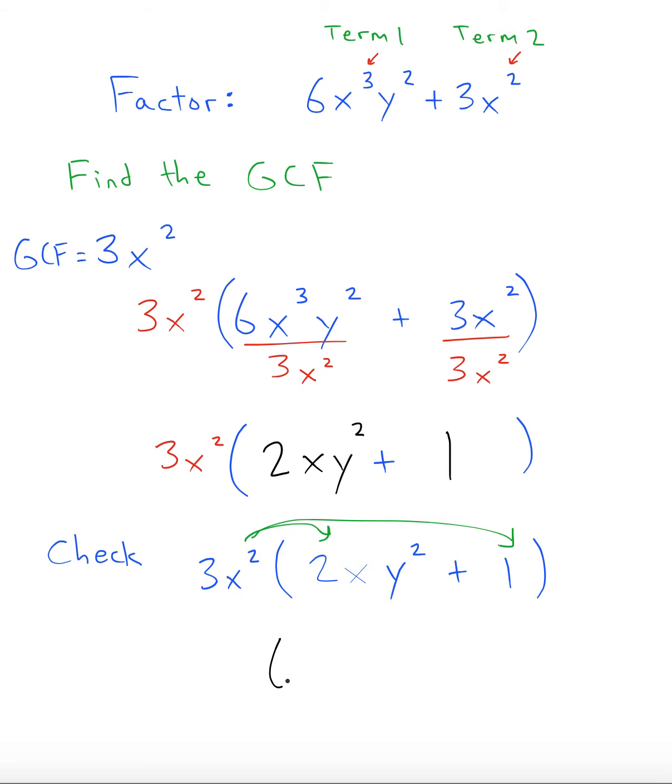3 times 2 makes 6. X squared times x, well, that would be 3 x's. And then just tack on a y squared there. Then we'll do 3x squared times the 1. You have to put a plus between them. And that's just going to be itself. And we can see now that it actually looks just like the original had. So that shows that we did it right.